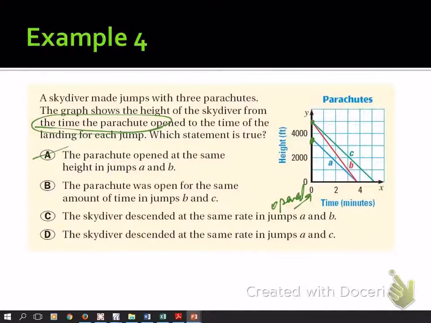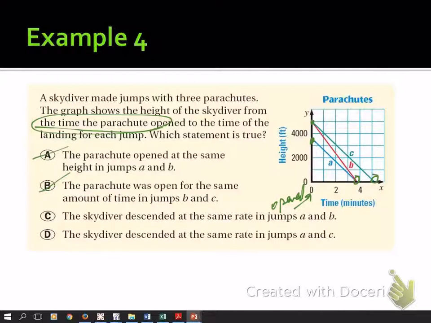Well, the x-axis would tell you how long someone fell to the ground, how long it took them to get to the ground. Well, jump B, it took them short of 4 seconds. Jump C, it took them a little over 5 seconds. So the chute was not open for the same amount of time. So B's out. The skydiver descended at the same rate in jumps A and B.